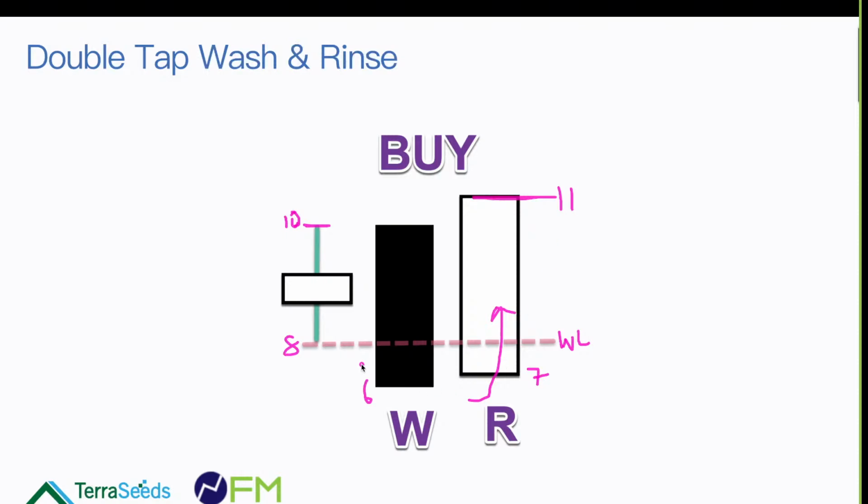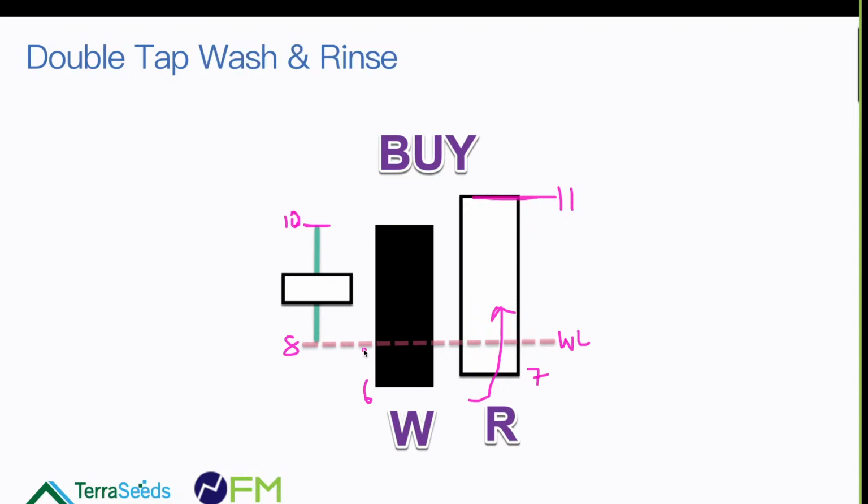That means that somehow the previous bar was bearish, and then suddenly there's a change in mood, a change in sentiment, and price closed higher than the wash line. The wash line is $8, and it closed higher than $8. For example, it closed at 11. It can close at 9, it can close at 10, it doesn't really matter, as long as it closed above the wash line. So when would wash and rinse happen?